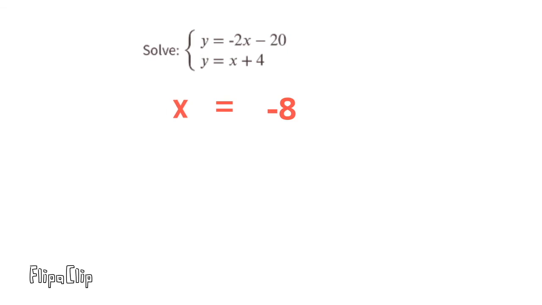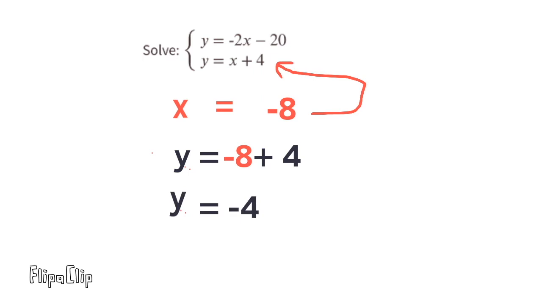Now that we know the value for x is negative 8, we can substitute the x with the negative 8. So the equation y equals x plus 4 can be rewritten as y equals negative 8 plus 4. Since negative 8 plus 4 is negative 4, we know that y equals negative 4. Now we know the values for both x and y. X equals negative 8 and y equals negative 4.